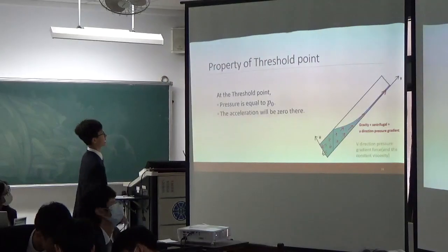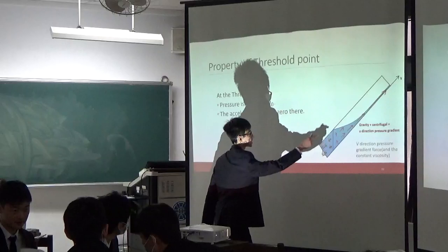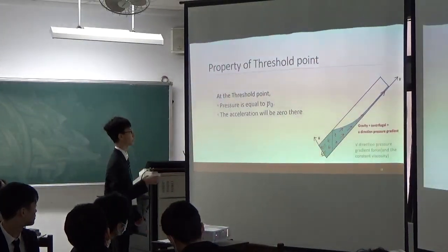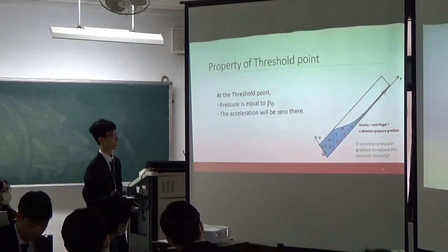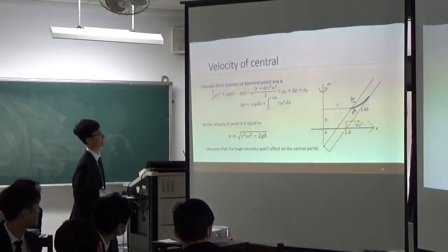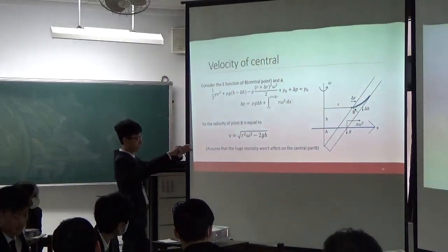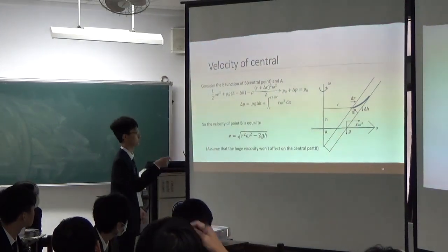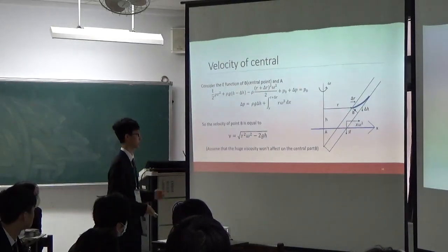Okay, and we see a water surface, and here is the threshold point. The pressure at the threshold point should equal P naught, and the acceleration will be 0 there because of these relations. Okay, and consider the E function of B. It is the central part, vertical to the threshold point, and we calculate the velocity, which is also like this.